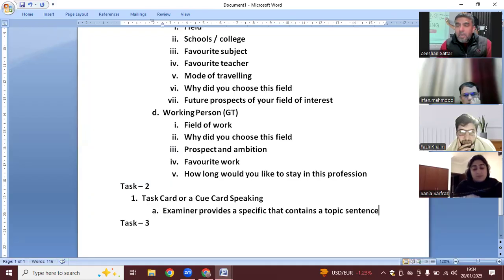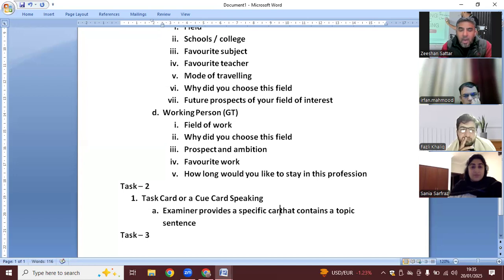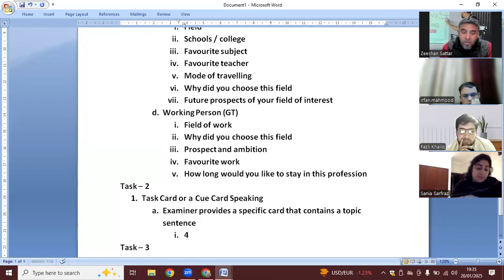describe your last visit to your village. For an example, technology has really changed real life. What do you say about it? So the examiner provides a specific topic or card that contains a topic sentence, and then below this sentence there are commonly four questions given. These four questions are normally the pathway for how you need to speak.